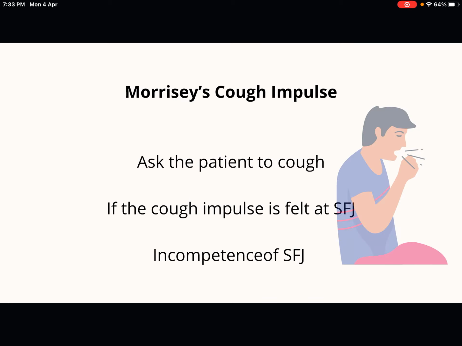That is Morris's cough impulse. We'll ask the patient to cough, and if the cough impulse is felt at the saphenofemoral junction, then it is due to the incompetence of the saphenofemoral junction. Morris's cough impulse, the name itself says what it is. We'll ask the patient to cough. If we can feel the cough impulse at the saphenofemoral junction, then it is due to the incompetence of the saphenofemoral junction.